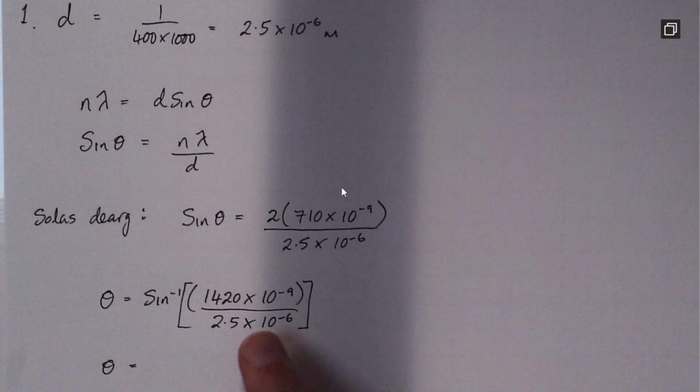So sine inverse of the bracket, 710 by 10 to the power of minus 9. Let me get the calculator. Degrees, so 34.61. Is that in radians or degrees? Just check on the calculator. It is degrees.